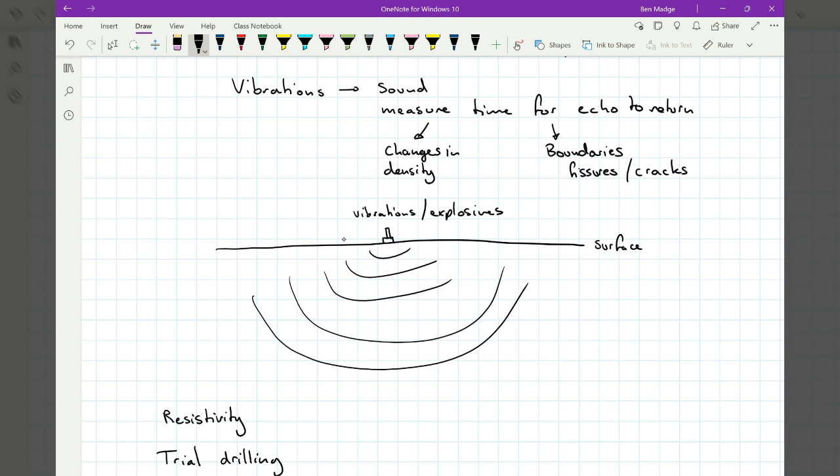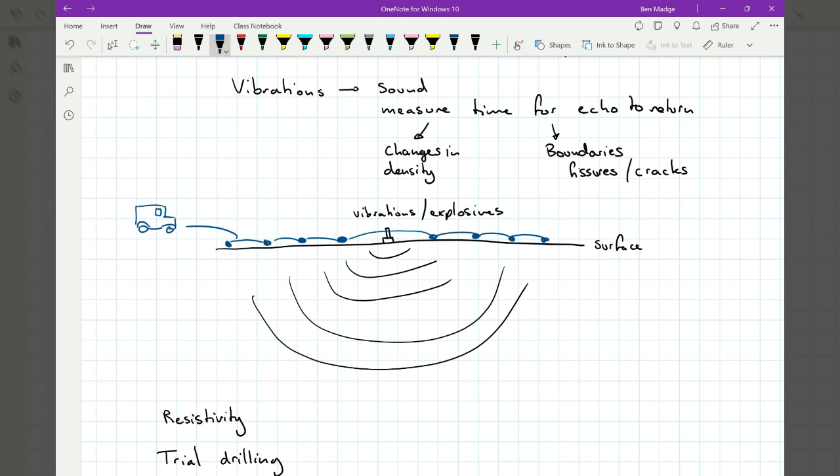Along the surface, we have some what are called geophones. So these are basically like microphones or vibration detectors on the surface that record when a vibration returns to them. So they're all linked up, and they will feed into a control truck or something like that. Repurposed Postman Pat's van or something.